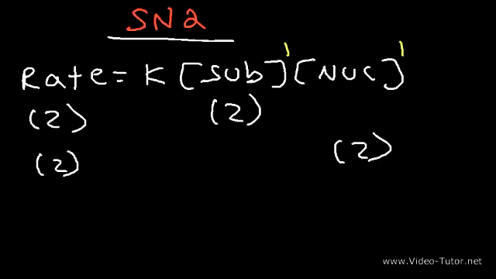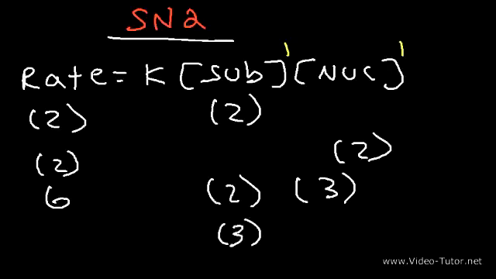What's going to happen if you double the concentration of the substrate and triple the concentration of the nucleophile? In that case, the rate is going to increase by a factor of 6. If you triple the concentration of the substrate and quadruple the concentration of the nucleophile, the rate will increase by a factor of 3 times 4, which is 12.